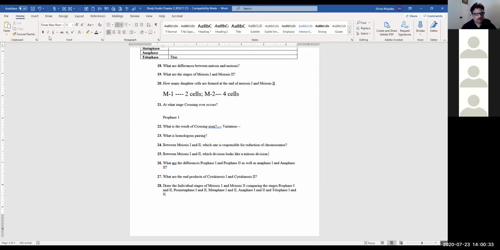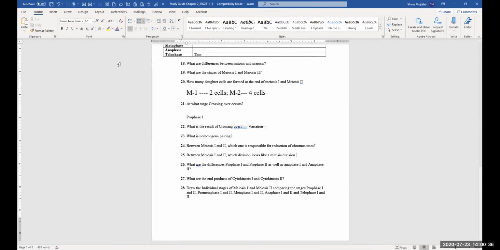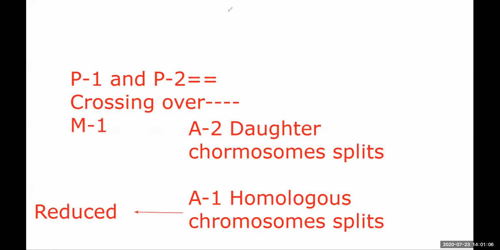And the last question is just the review of meiosis one and meiosis two. Whatever I have spoken until now, this last question is just the review of all the phases of meiosis one and meiosis two. So now I open the class to questions and answers, a question and answering session.